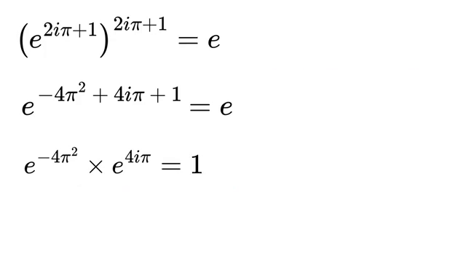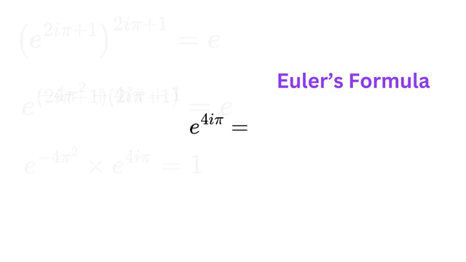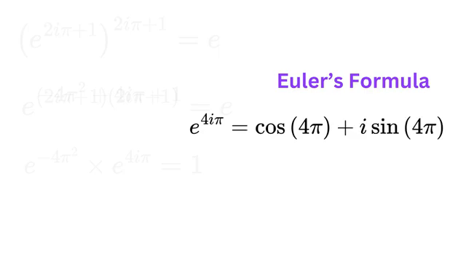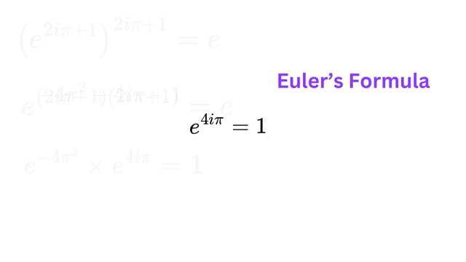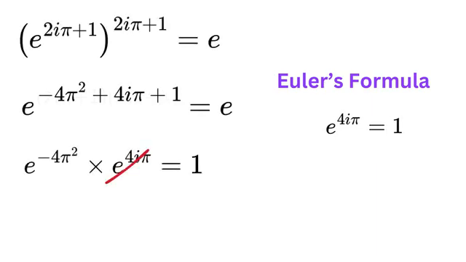Next, we will use Euler's formula for e to the i times 4 pi. It will be cos 4 pi plus i sin 4 pi. Cos of 4 pi equals 1, and sin of 4 pi equals 0. So this whole thing is just 1. And we are now left with e to the -4 pi squared equals 1.